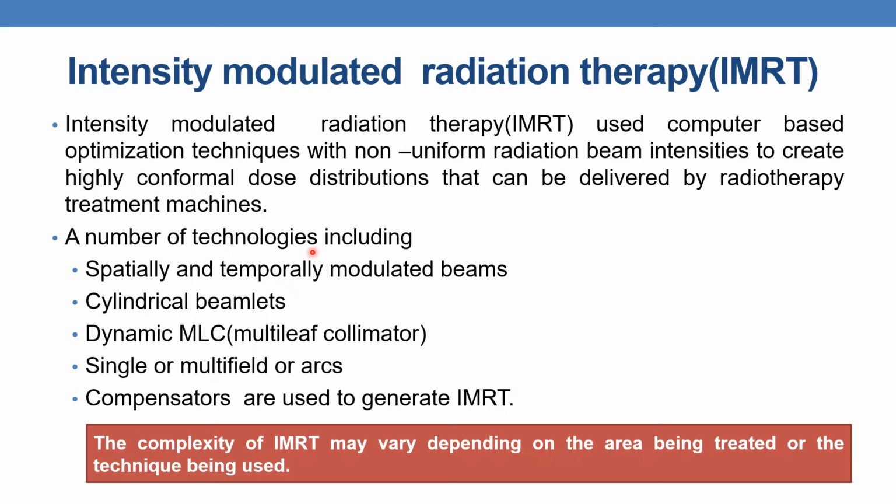A number of technologies, including spatially or temporally modulated beams, cylindrical beamlets, dynamic MLC, which is nothing but multi-leaf collimator, single or multi-field or arcs, compensators, etc., are used to generate IMRT. These are the various technologies that are used to generate intensity modulated radiation therapy. The complexity of intensity modulated radiation therapy may vary depending upon the area being treated or the technique being used.